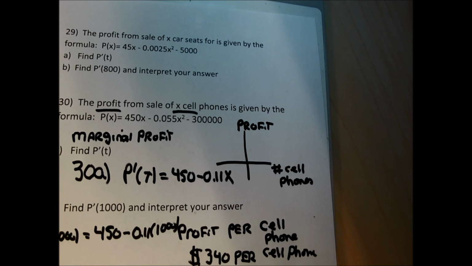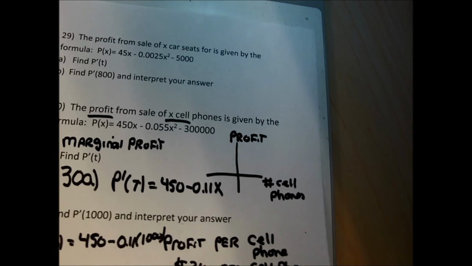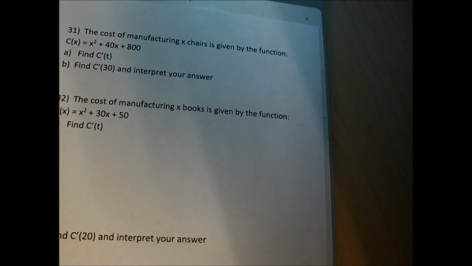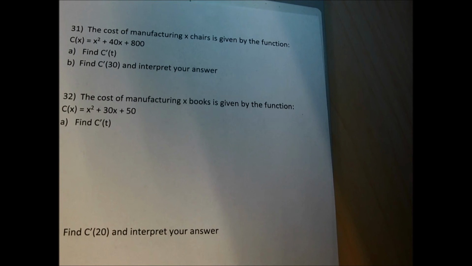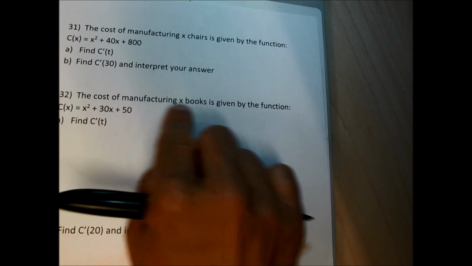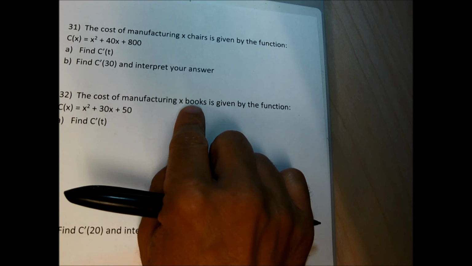Just need to do one more word problem each. Well, you'll have two because you need to do your problem 29. And I'll move on to do 32, which isn't near as grungy as 31. So 31 and 32 both give me a cost function. The cost function in 32 tells me how much it costs to produce x books.